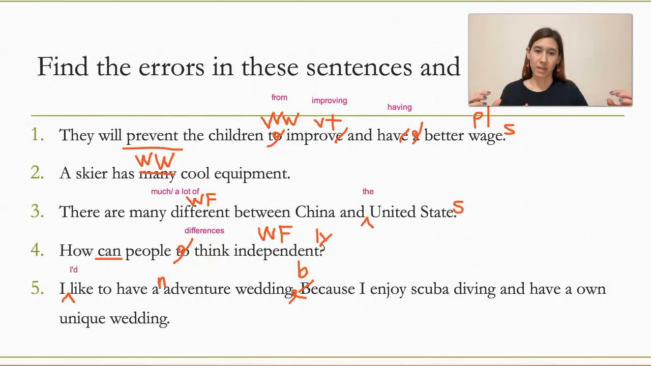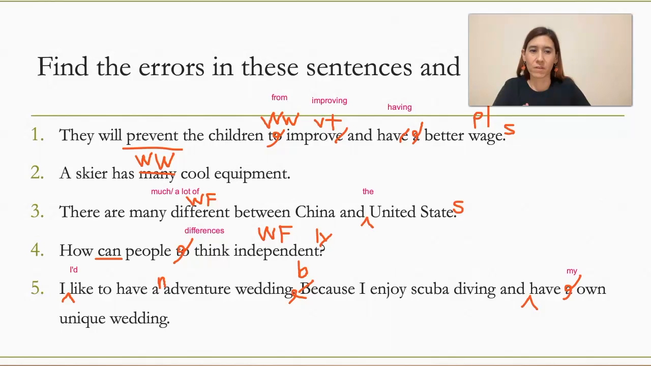Okay, now it's connected. We need to correct this last part and have a own unique wedding. Okay, we can't say a own unique wedding. We're going to delete this wrong word. What should we say here instead? My own unique wedding. I'd like to have an adventure wedding because I enjoy scuba diving and my own unique wedding. It still doesn't quite make sense. We need to add something here.